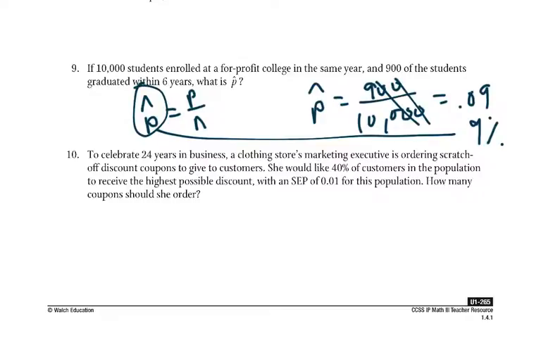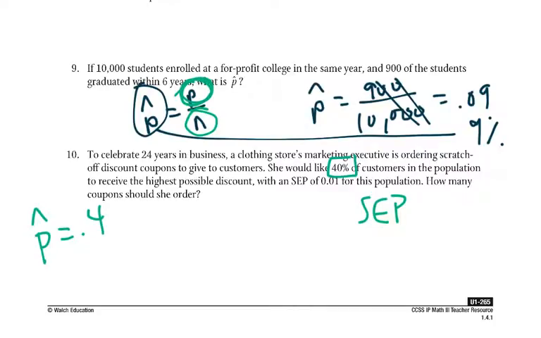Okay, the last one, number 10. To celebrate 24 years in business, a clothing store's marketing executive is ordering scratch-off discount coupons to give to customers. She would like 40% of the customers in the population to receive the highest possible discount. With an SEP of 0.01 for this population, how many coupons should she order? Okay, so she wants 40% of customers in the population to receive the highest possible discount. So that's our p hat, 0.4, because out of the total number, 40% needs to be the ones that we want. So that's our p hat when we don't know our n.